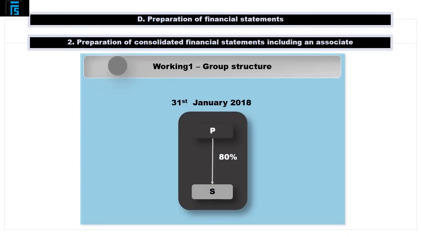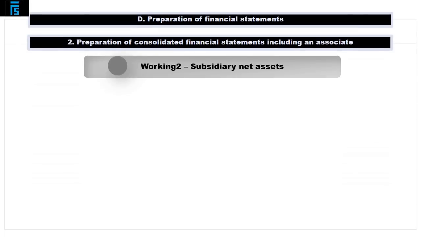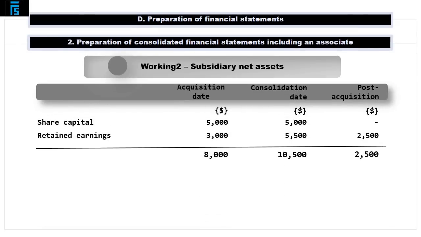As always, the first working concerns group structure, and we write that P owns 80% of S. The second working is subsidiary net assets, where we find the standard 3 columns and just 2 rows, as the unrealized profit element, which we will calculate in a moment, will need to be eliminated from the retained earnings of the seller, and that's P. So, in the first column, we will have 5,000 in respect of share capital and 3,000 for retained earnings.